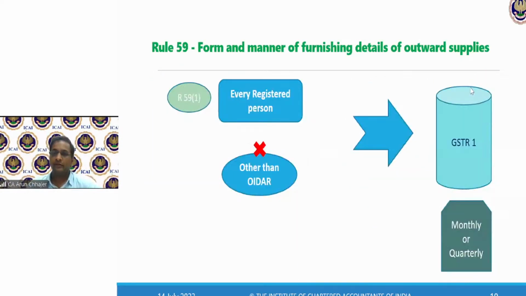Now, let's say further. In GST, we all know that a regular category of taxpayer will file GSTR 3B and GSTR 1 monthly or quarterly.